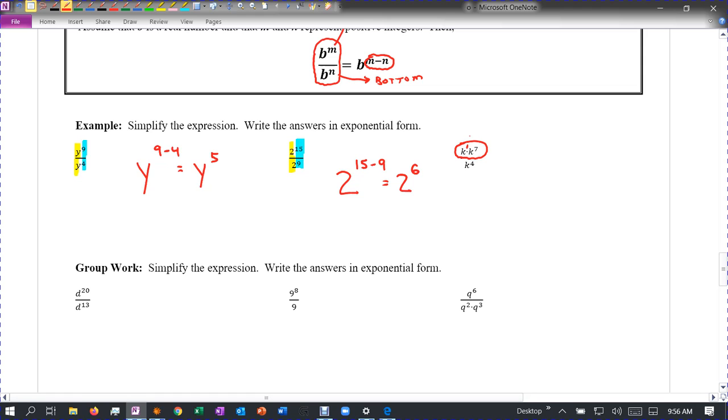Okay, the next one's a little tricky because we need to first put these two together. So remember, that's k to the 1 times k to the 7, that's k to the 8th, and then over k to the 4th. They both have the same base. We are going to be dividing, and we have these two exponents, so we're going to subtract those. So this should be equal to k to the 8 minus 4, it should just be k to the 4th.